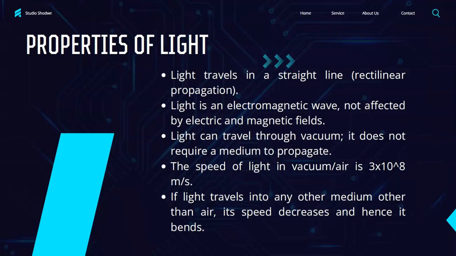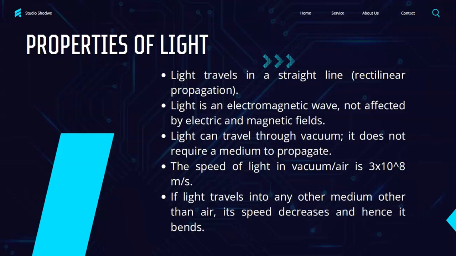Light can travel through vacuum. It does not require a medium to propagate. Very much unlike sound, because we know that sound requires a medium to propagate. It cannot travel in vacuum, and hence sound waves are known as elastic waves or material waves, while light waves are electromagnetic and hence they can travel through vacuum.